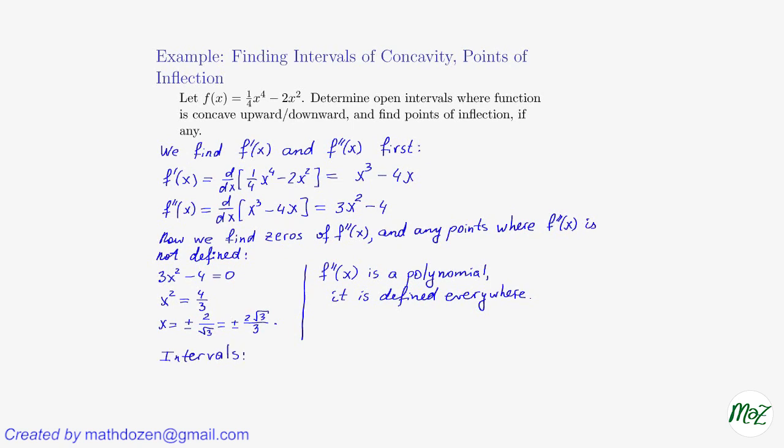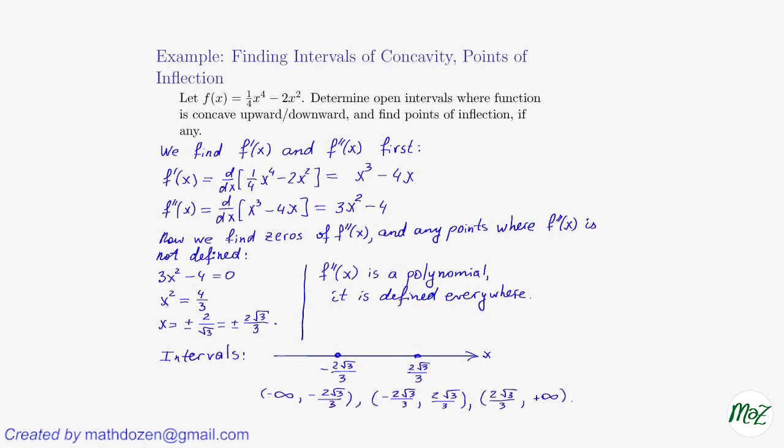So the intervals we're going to consider will come from the following picture. So everything to the left of negative 2 square root of 3 over 3, everything in between, and everything to the right of 2 square root of 3 over 3. So the intervals we're going to consider are those three intervals.